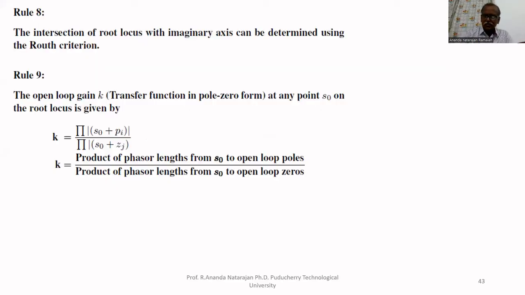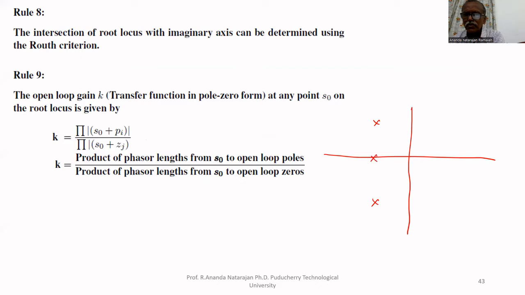The 8th rule says the intersection of a root locus with the imaginary axis can be determined using Routh criterion. For example, I'm having a third order system. We know that one root locus branch goes to infinity like this. Another two will go to infinity, one at an angle of 60 degrees like this, and another one at minus 60 degrees like this.